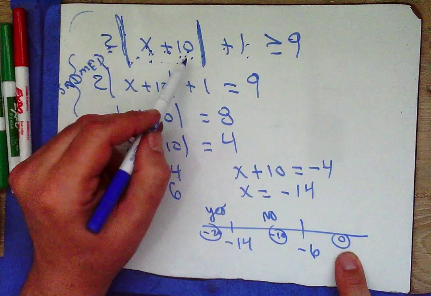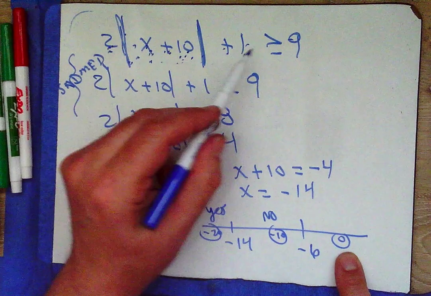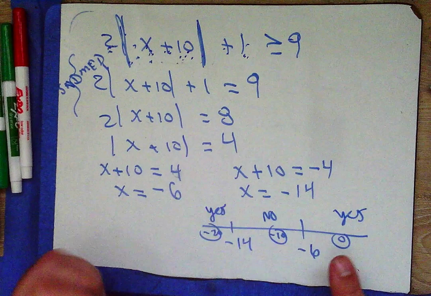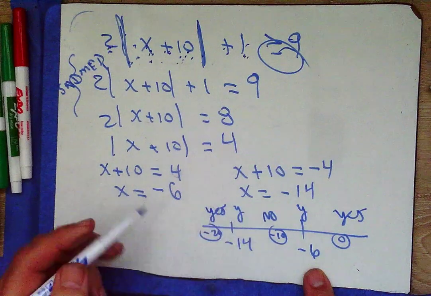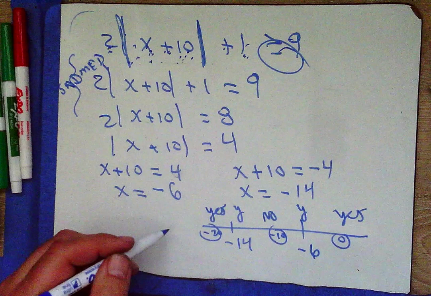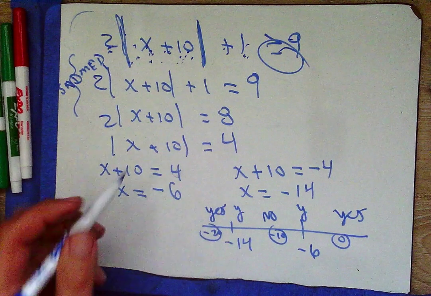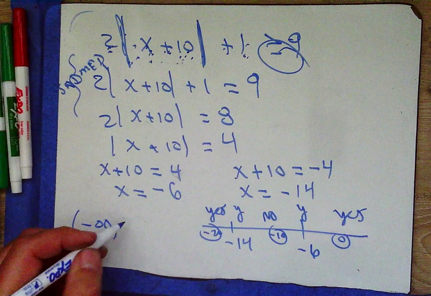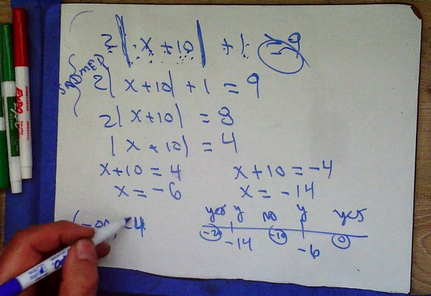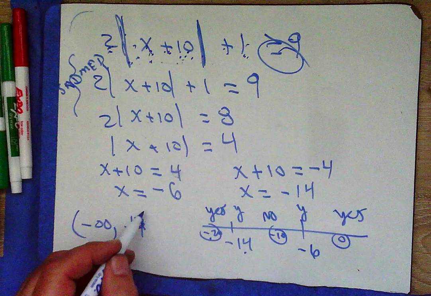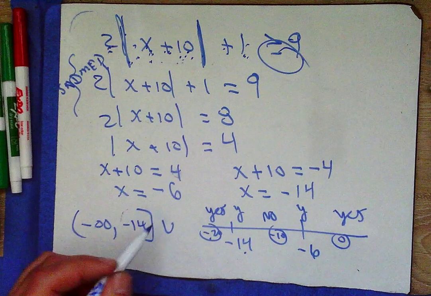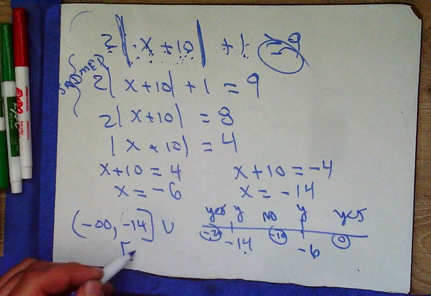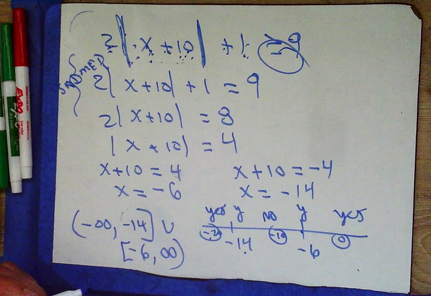And now I'll plug in a 0. 0 plus 10 is 10. 2 times 10 is 20. 20 plus 1 is 21, and that is bigger. And the points themselves are going to work, yes and yes. But if you're not sure of that, then by all means, test the points in the inequality. So your answer should be negative infinity to negative 14. Remember, please don't use a parenthesis there. Use a bracket here. Negative 14 with a bracket. Union, negative 6 is included, to infinity. Okay? So there's absolute value inequalities.